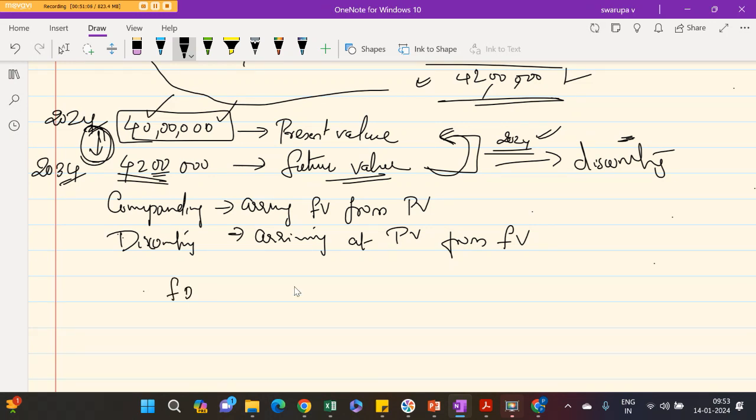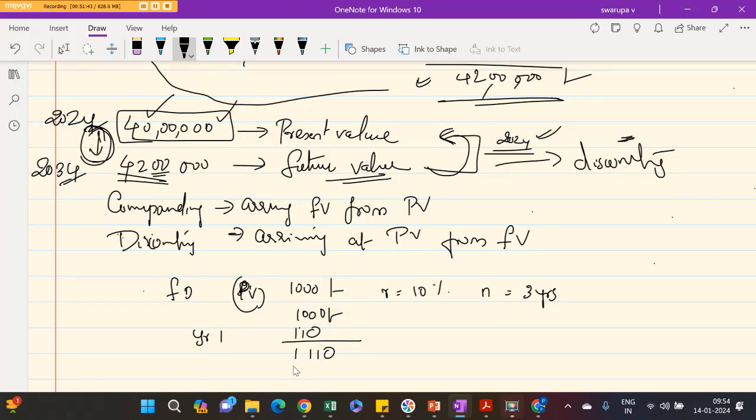Okay, I have an FD of 1000 rupees. Rate of interest is 10% and number of years is 3 years. I put an FD for 3 years today. So today's value is the present value. Today's value of the FD is 1000 rupees. So 3 years later, what will be the value of that FD? 1000 rupees. First year, 10% interest is getting added. So 1100.